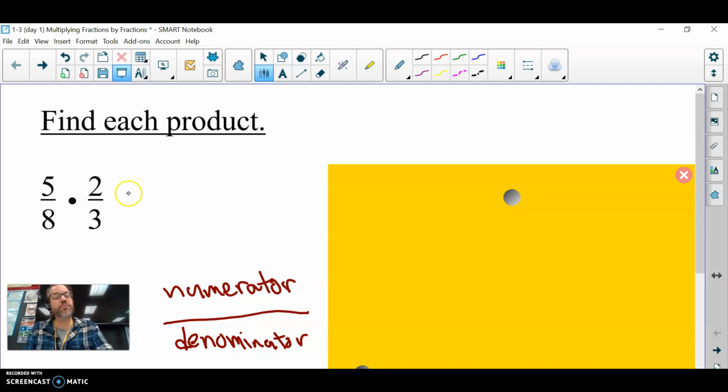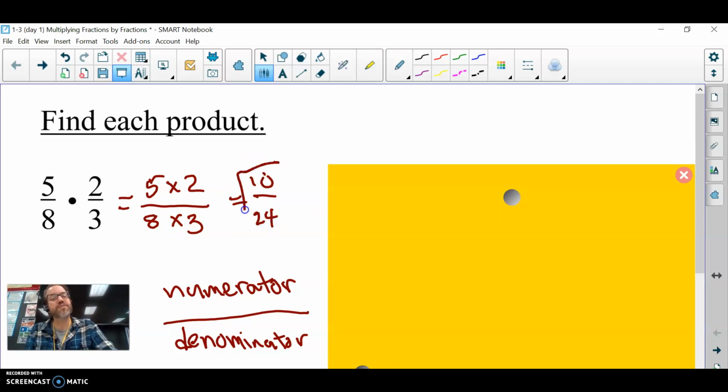So I'm going to go ahead and multiply these together. And again, I just multiply the numerators, 5 times 2, that's the numbers in the top of the fractions. And that goes over the product of the denominators, 8 times 3. And so 5 times 2 is 10 over 8 times 3, which is 24. And this is the answer to this problem.